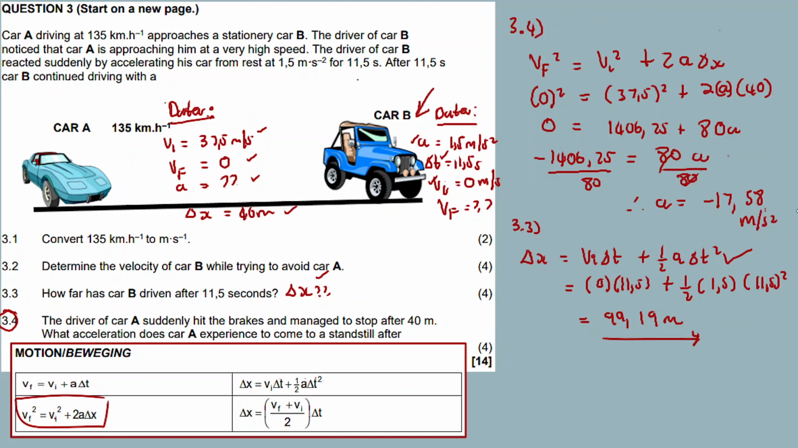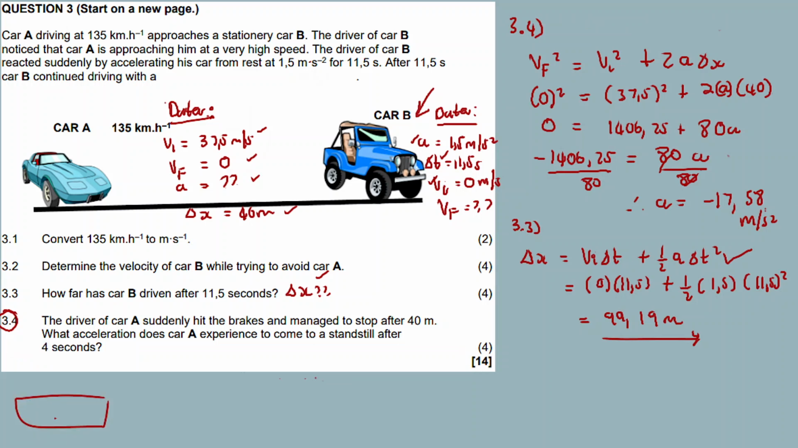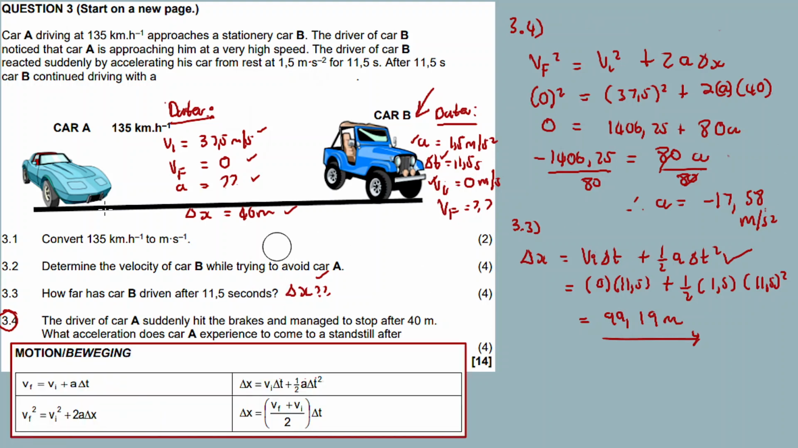All right, something doesn't feel right. Oh, my goodness. Look here, the question says it stops after 4 seconds: what acceleration does car A experience to come to a standstill after 4 seconds? Now, this changes everything. This is a big mistake, guys. I apologize. I hid information here, but there's nothing wrong with these steps.